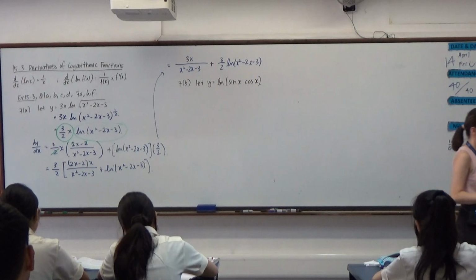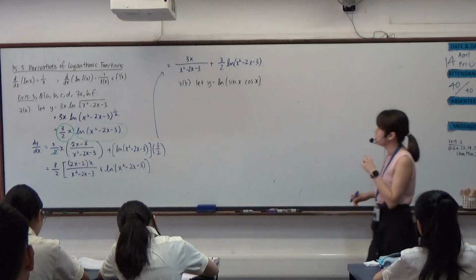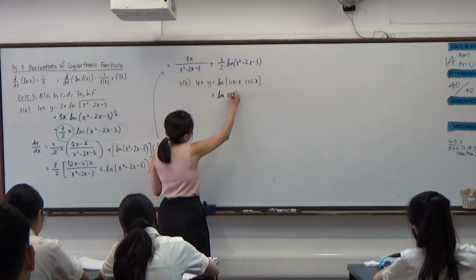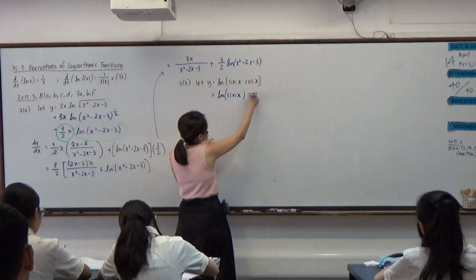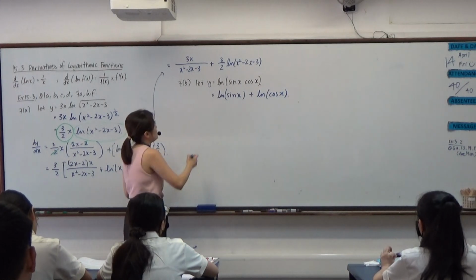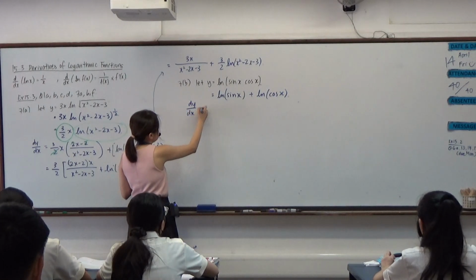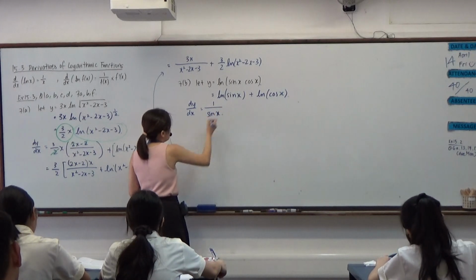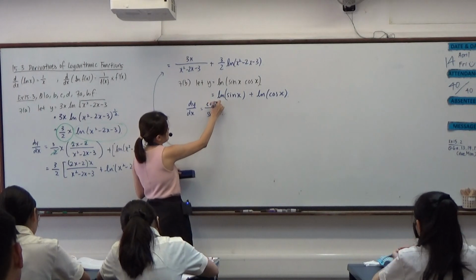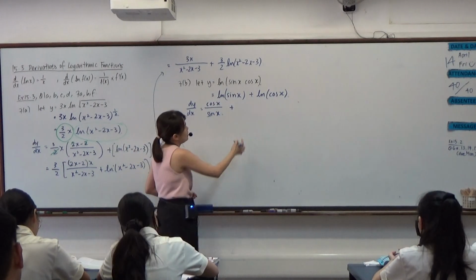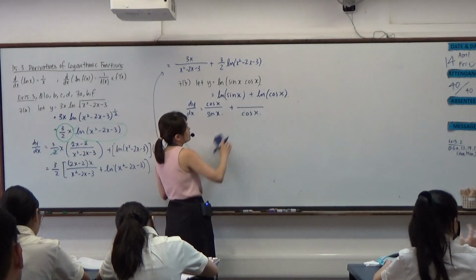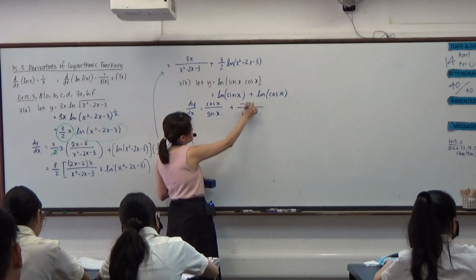Then in 7b, to differentiate y equals ln of sin x times cosine x, we first use our logarithm laws by splitting up the logarithm into 2 parts, ln sin x plus ln cosine x. Then we do our differentiation, where we have 1 over sin x, followed by the differentiation of sine, that will be cosine, and then differentiating ln cosine x will be 1 over cosine, followed by the differentiation of cosine as negative sine x.